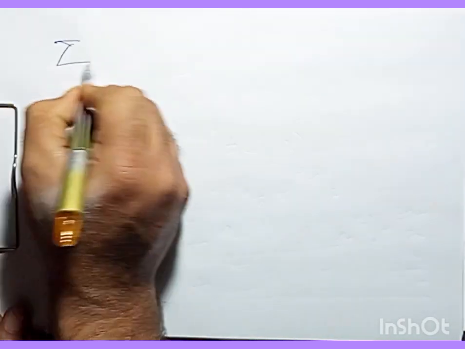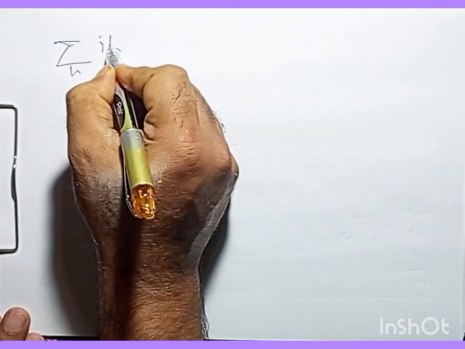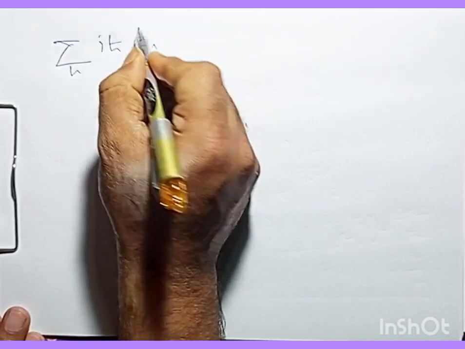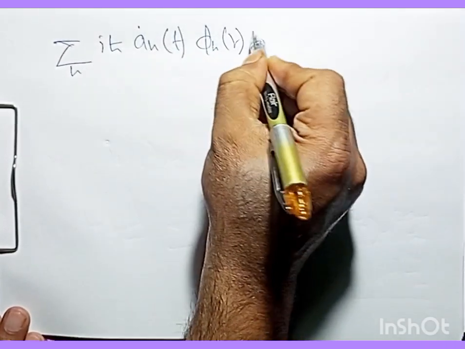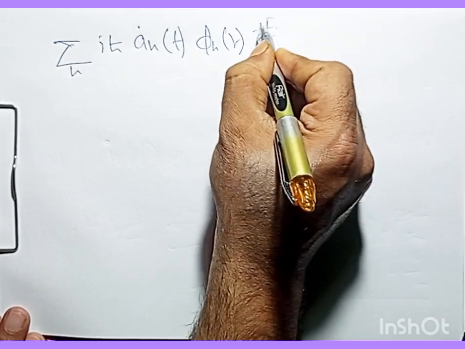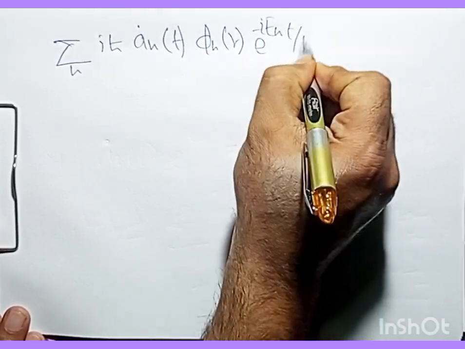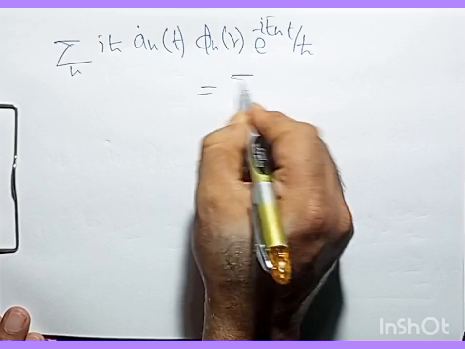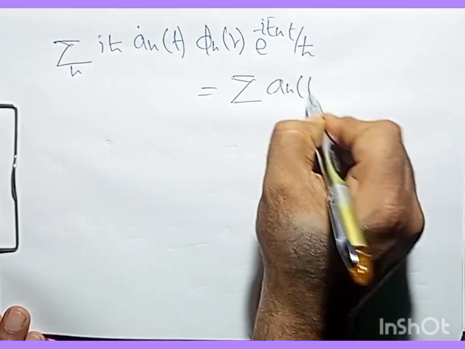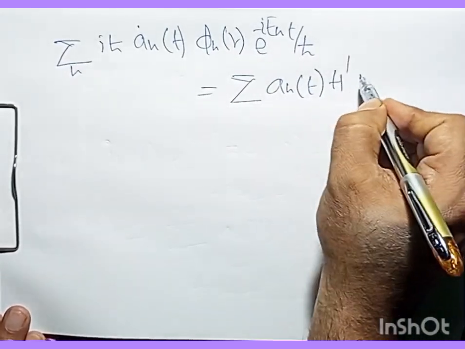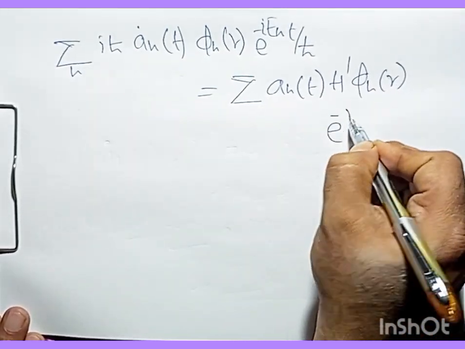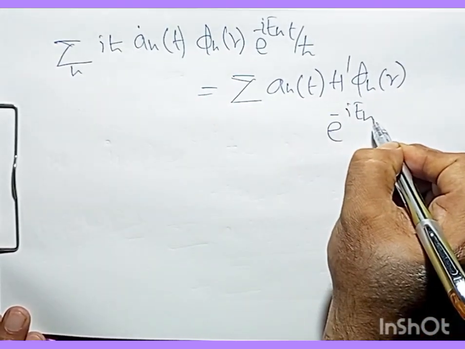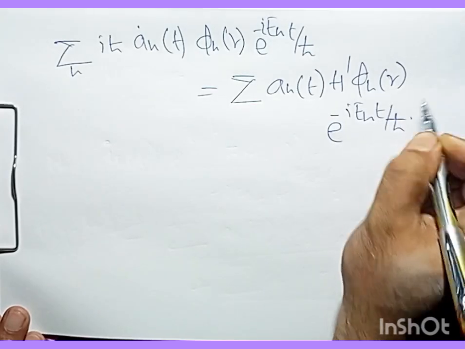So we will be left with sigma n, iota h cross is there, then we have a dot of n of t phi n of r e to the power of minus iota E n t by h cross. This is going to be equal to sigma a n of t H dash phi n of r e to the power of minus iota E n t by h cross.